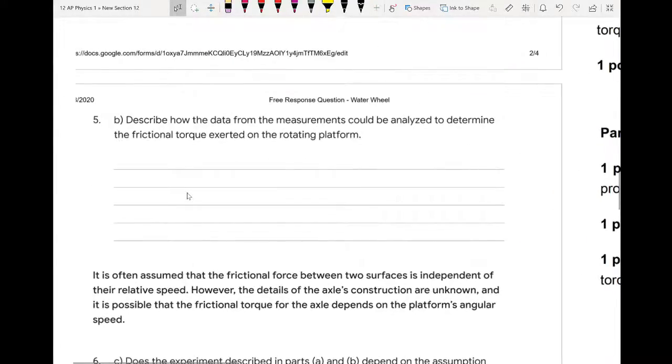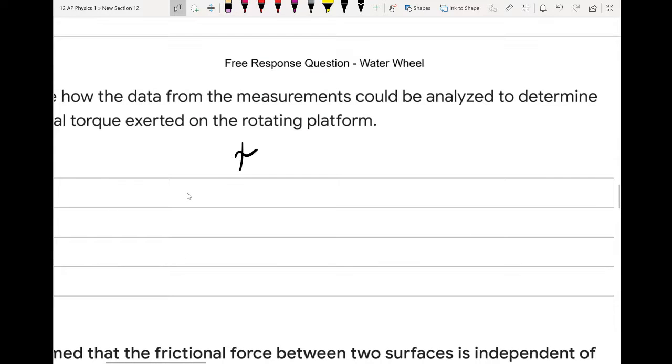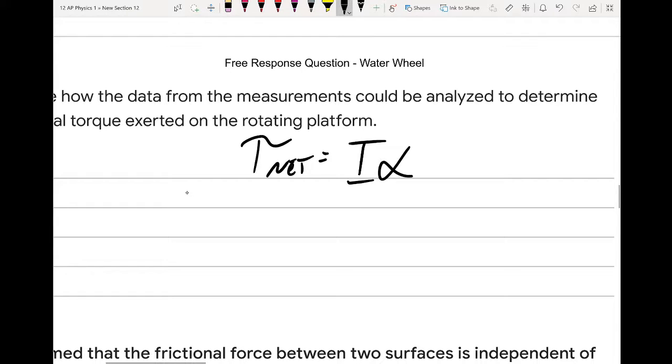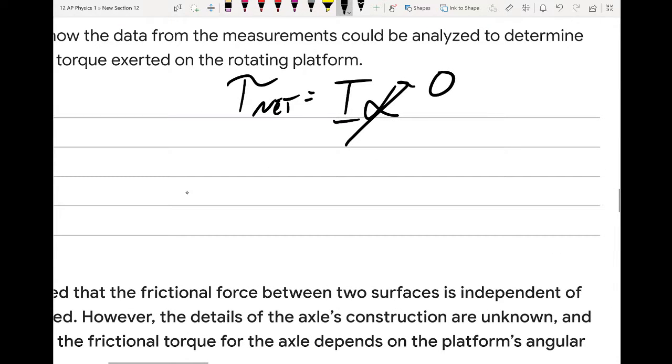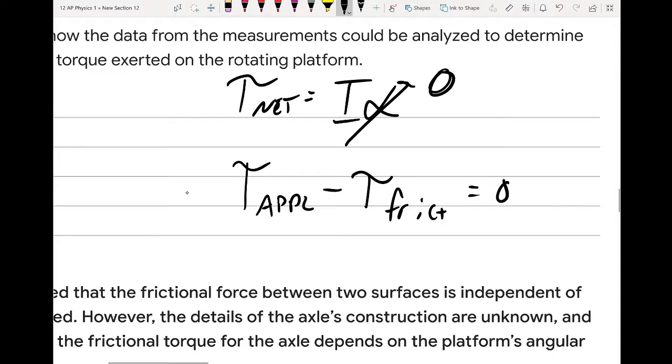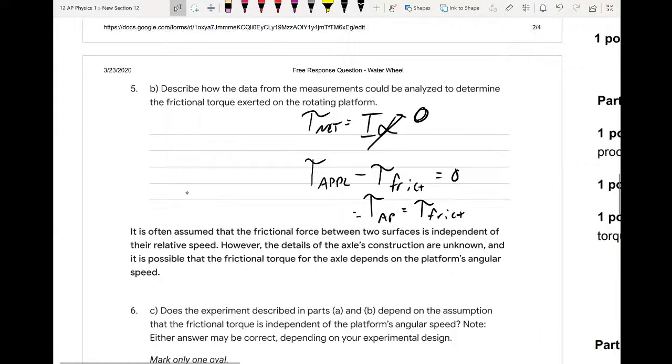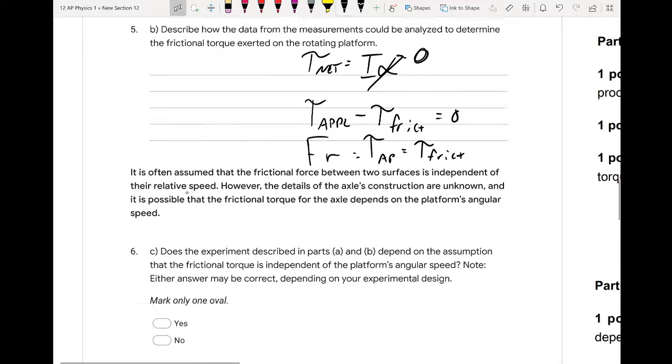So in this case, our net torque is equal to I times alpha. If we have a constant angular velocity, then we have no angular acceleration and a 0 net torque, which means that our torque applied minus our frictional torque is equal to 0. So our torque applied is equal to our frictional torque, and that's really all that our equation boils down to. Your torque applied will just be force times R.